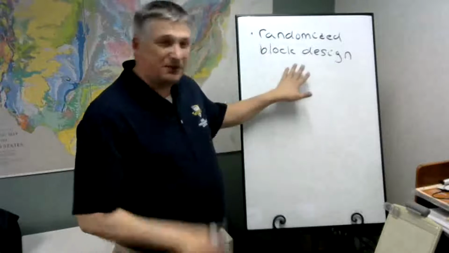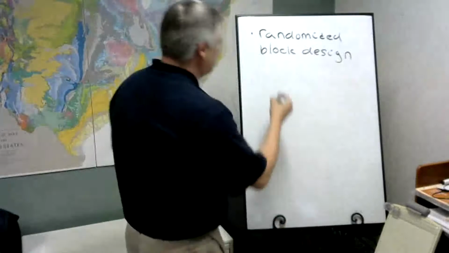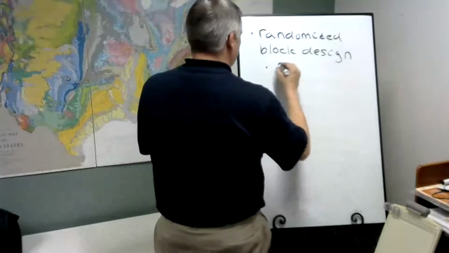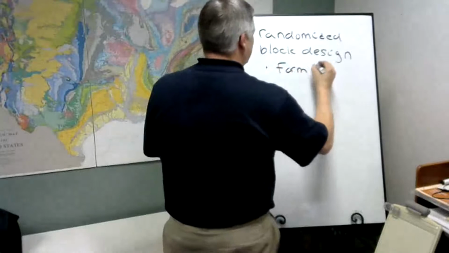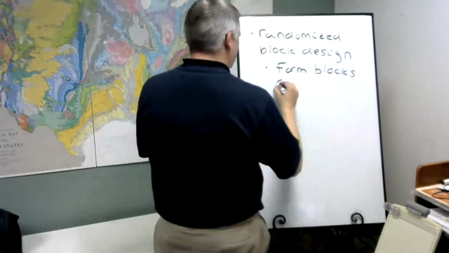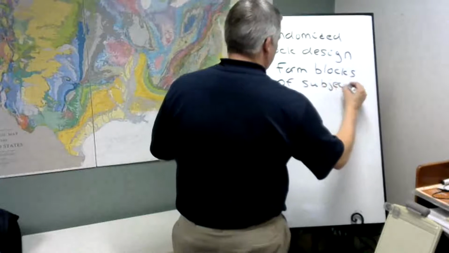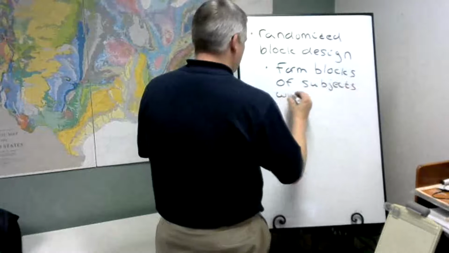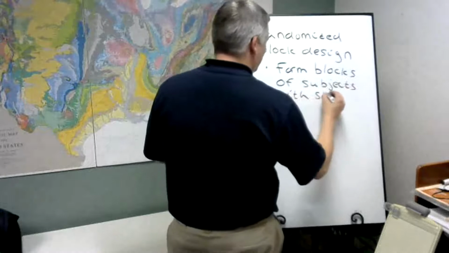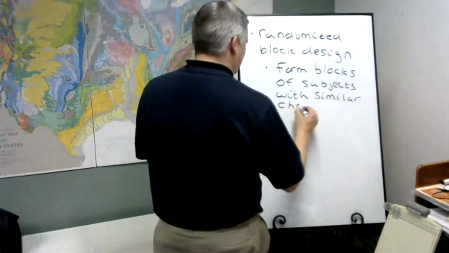All right, this is a slightly more complicated design. This is our second design. What we're going to do is form blocks of subjects with similar characteristics.